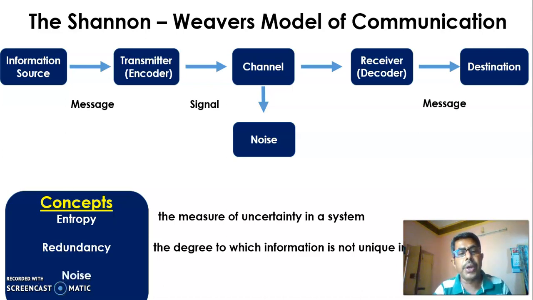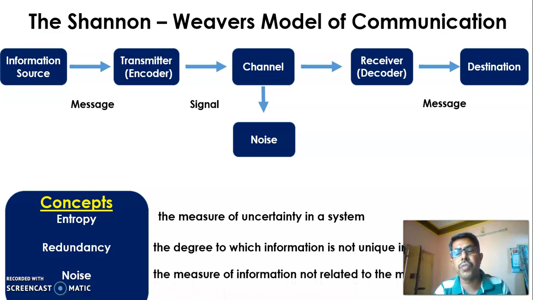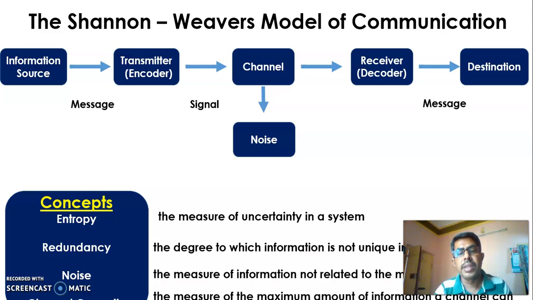And noise, as I already explained, no need to explain again: the measure of information not related to the message. It is a disturbance. And finally, the channel capacity. This is a measure of the maximum amount of information the channel can carry. So I have to choose the channel so that it is not overloaded. For example, in the lecture method my speed may be very high, so you are not able to listen properly. That's channel capacity. If I choose an internet medium, I have to check the video quality and also the audio quality. We should know the capacity of the particular channel.